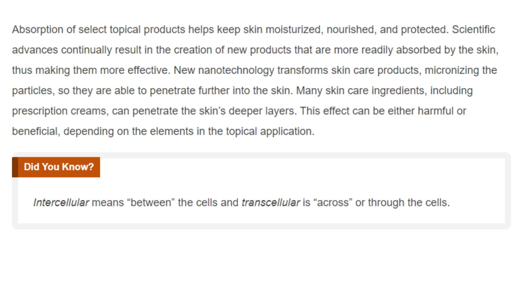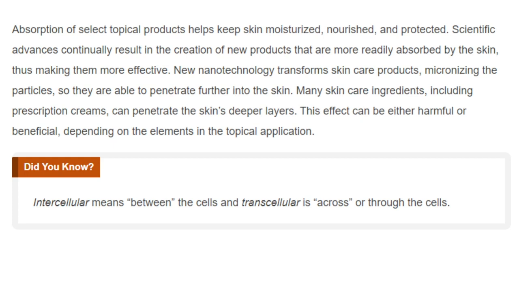Scientific advances continually result in the creation of new products that are more readily absorbed by the skin, thus making them more effective. New nanotechnology transforms skincare products, micronizing the particles, so they are able to penetrate further into the skin. Many skincare ingredients, including prescription creams, can penetrate the skin's deeper layers. This effect can be either harmful or beneficial, depending on the elements in the topical application.